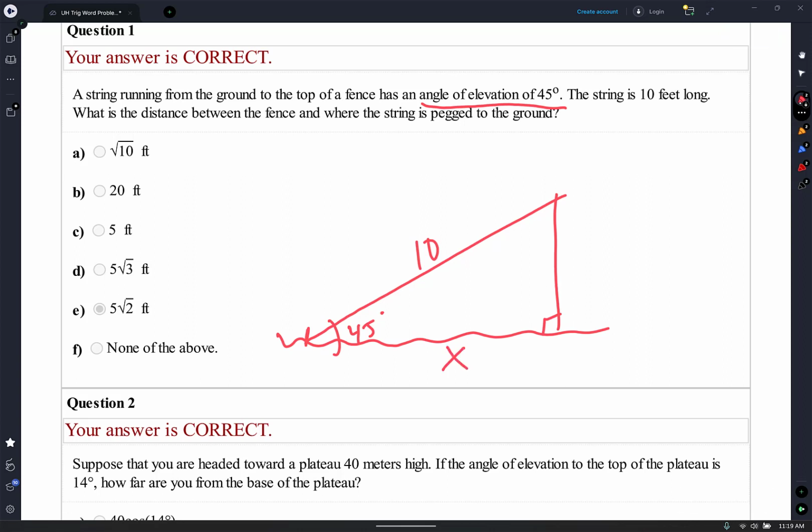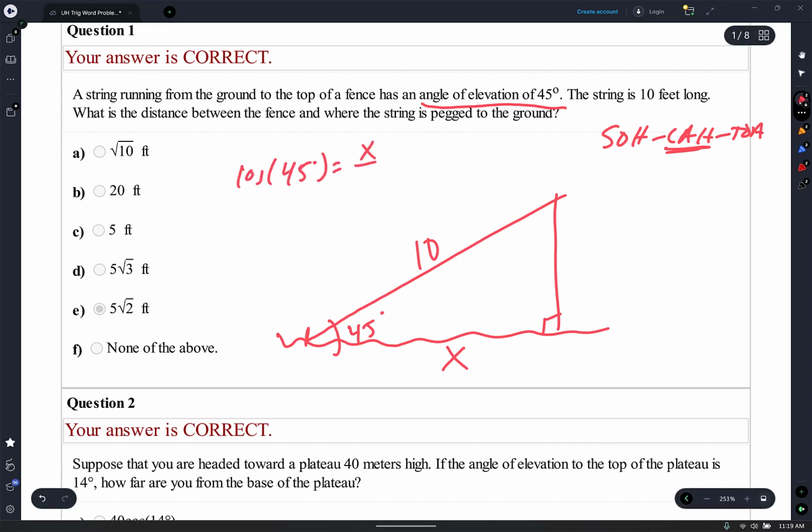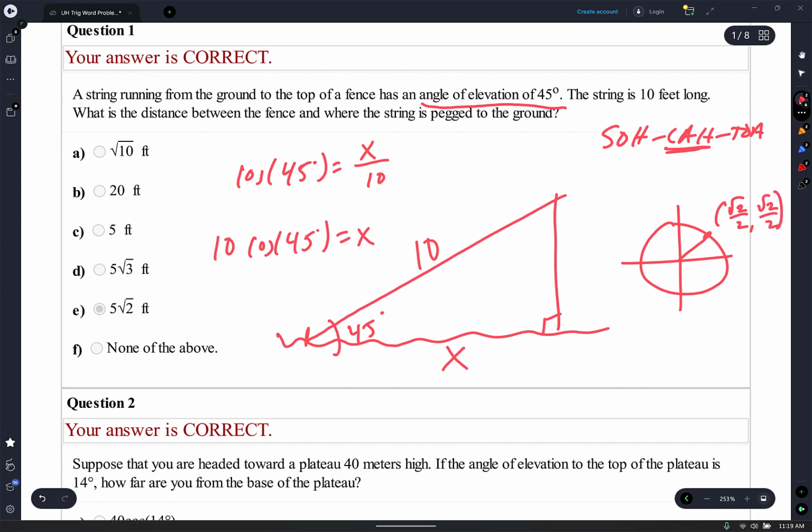So with respect to 45, you're going to use SOHCAHTOA. With respect to the 45 degrees, that x is adjacent, that 10 is hypotenuse, so there it is. CAH, adjacent over hypotenuse. So you're going to use cosine. So cosine of 45 degrees is equal to x over 10. Times 10, so 10 cosine of 45 degrees is equal to x. And I know you remember what 45 degrees is in the unit circle, guys. 45 degrees is right there, square root of 2 over 2, comma, square root of 2 over 2. Both x and y are the same. So here we go. 10 times square root of 2 over 2. 2 goes into 10 5 times, so 5 square root of 2.